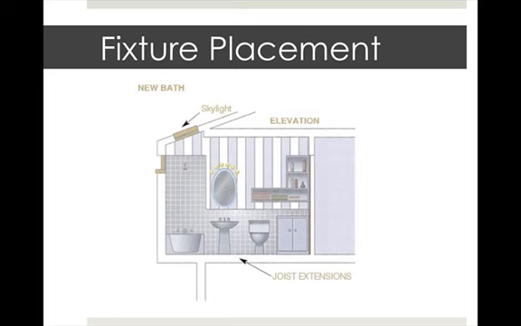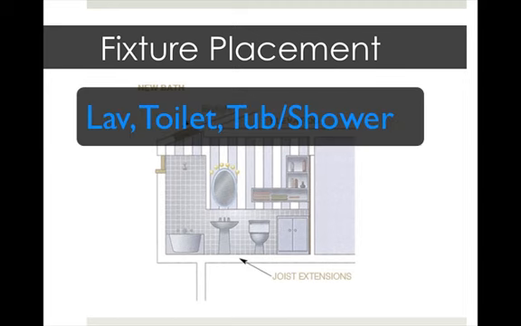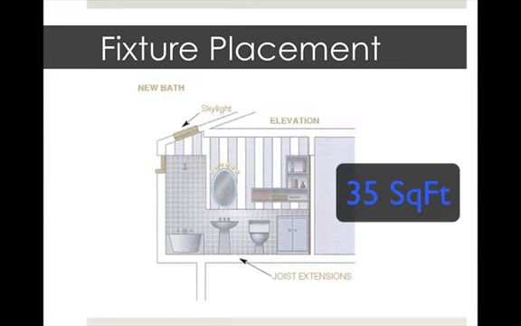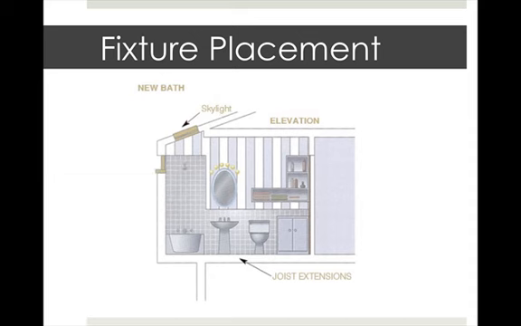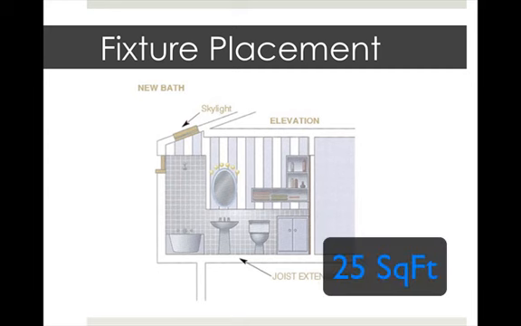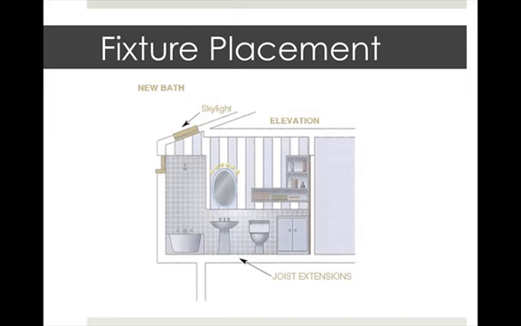Now, the basic 3-fixture bath is a lavatory, a toilet, and a tub or shower combination. This is a minimum of 35 square feet. If there's only a shower and no tub, then a minimum of 30 square feet is necessary. A half bath or powder room, which is just the toilet or the lavatory, can be 25 square feet. And again, you have to keep storage in mind.